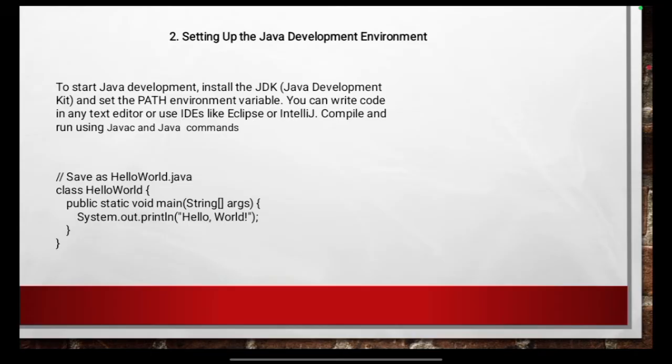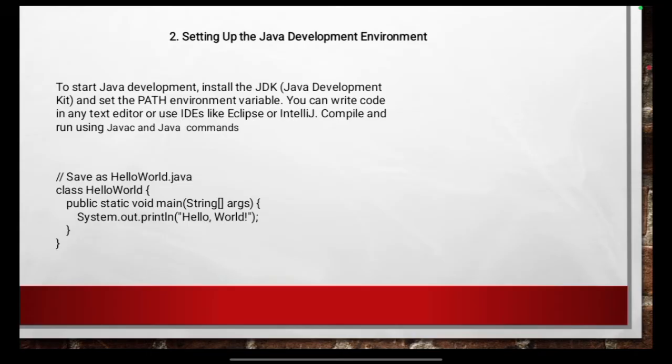To begin Java development, you need to install the JDK, Java Development Kit, which provides all necessary tools like the compiler and runtime. After installation, it's essential to set up the path environment variable so your system can recognize Java commands from any directory. You can write Java code using a basic text editor like Notepad, or for a better experience, use integrated development environments such as Eclipse, IntelliJ IDEA or NetBeans. These IDEs offer features like syntax highlighting, error detection and easy debugging.